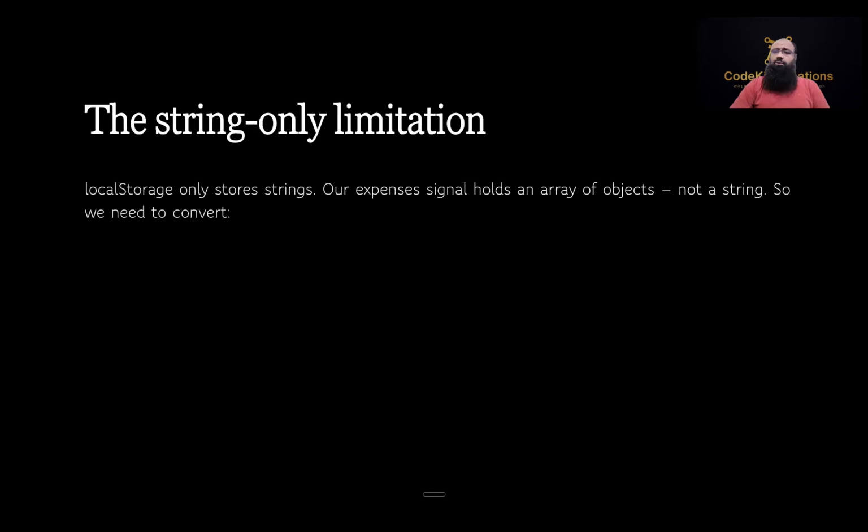So the one limitation which I discussed in the last slide was this string only. What does local storage do? It only saves strings. Because we have an array of objects, not a string, we need to convert it. First, we need to convert the object to a string, and then we need to save it.